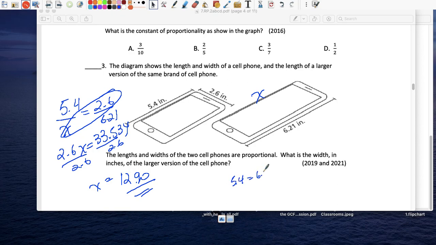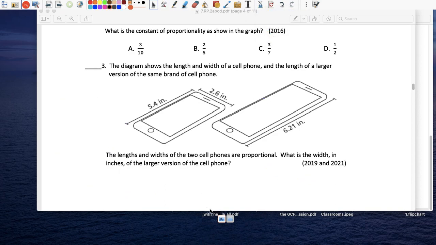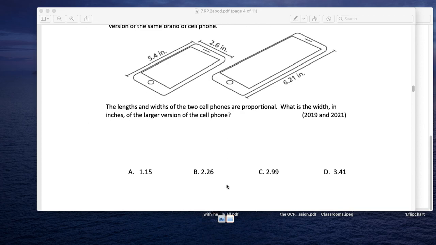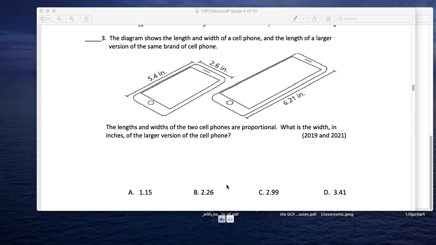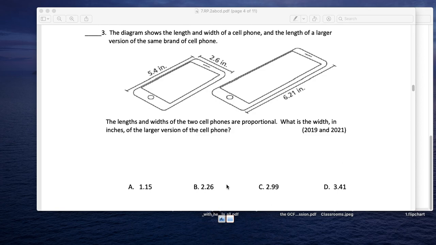Let's make sure here. Sorry, 5.4 is to x, that's 2.6. Yeah, same thing. Okay, so the answer is 12.90. Is that a multiple choice question? Ooh, sorry. What is the width? Oh, I did this wrong.